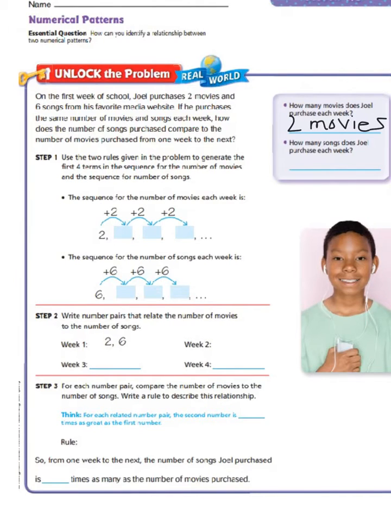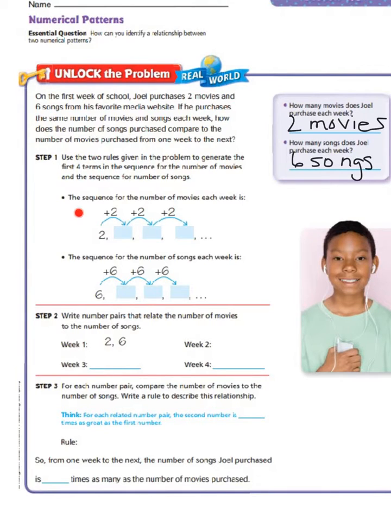Now our second question is, how many songs does Joel purchase each week? Well, if we go back to our word problem, it says 2 movies and 6 songs from his favorite media website. So we know that this is going to be 6 songs. So back to our problem, it says to use the 2 rules given in the problem to generate the first 4 terms in the sequence for the number of movies and the sequence for number of songs.